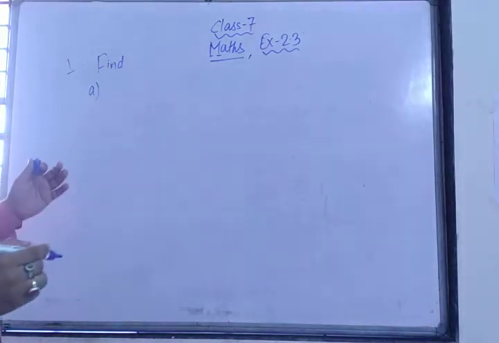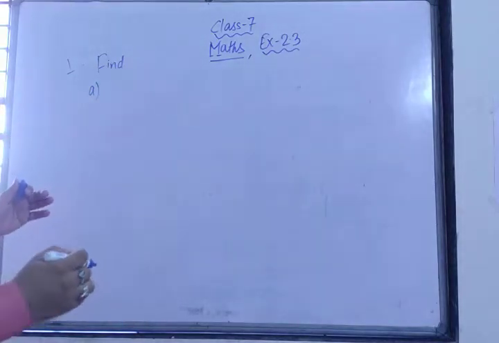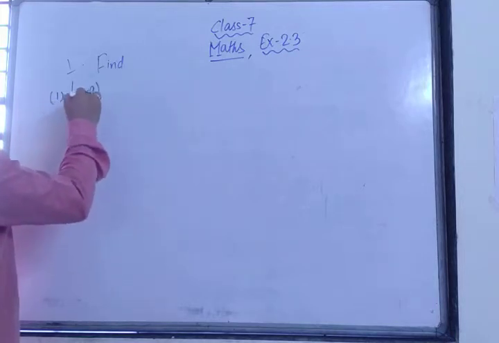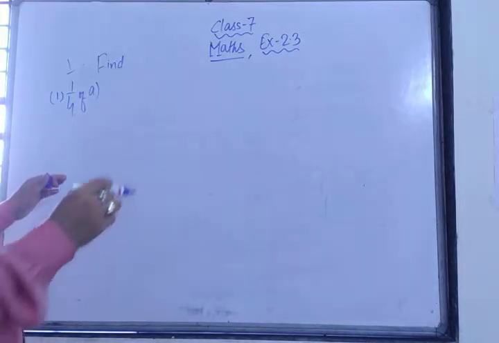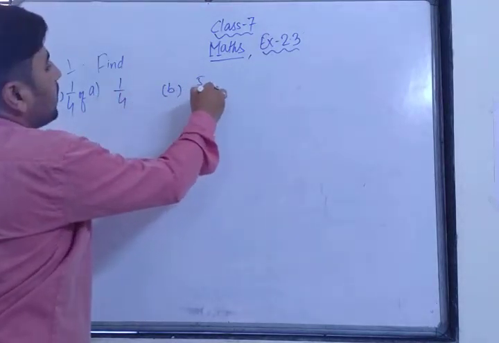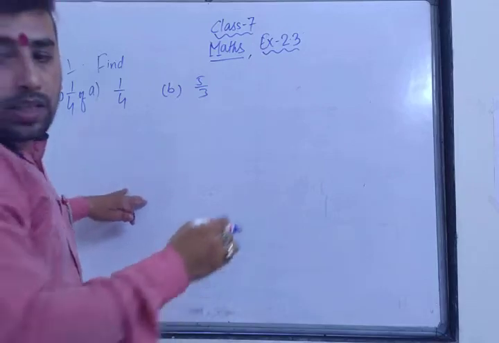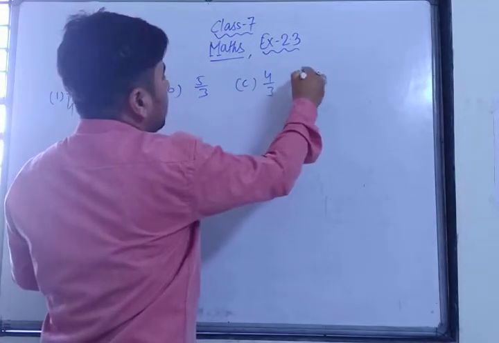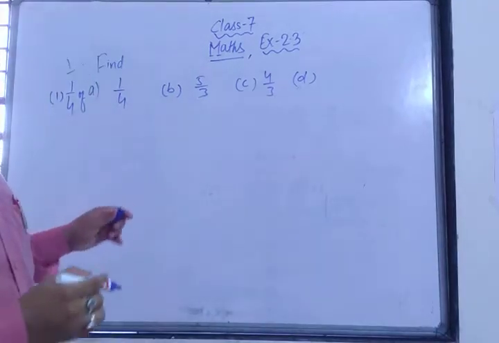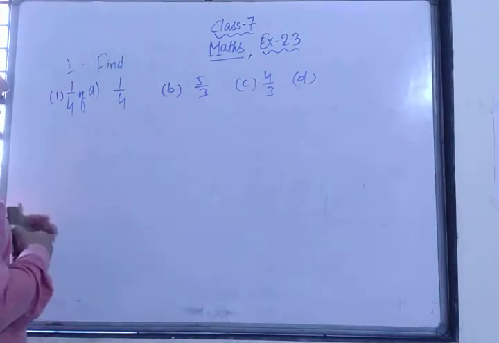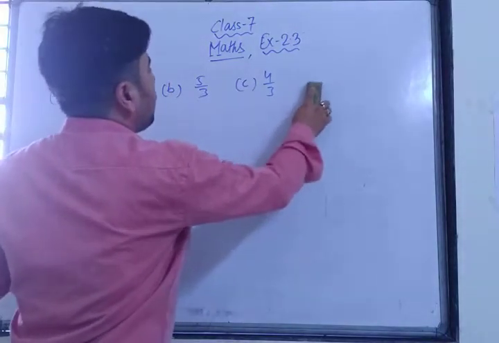First, 1 by 4 of 1 by 4, 5 by 3 and 4 by 3. There are many more questions. So this is the first question, first part. Exercise 2.3, first question, first part.